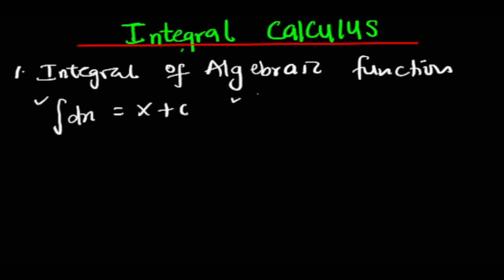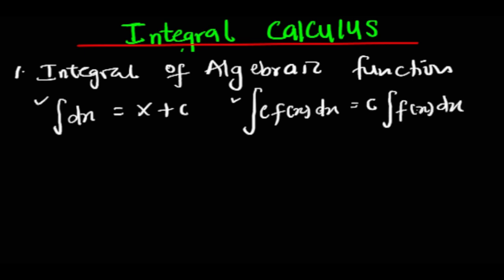Then the next one is whenever you are asked to integrate c times f of x. Here c is a constant, so you have to bring it out. You bring it out, c times the integral of f of x dx. That's exactly how you're going to solve it. And the reason is that c is a constant, so you have to bring it out of the integral. Yeah, that's exactly what you have.